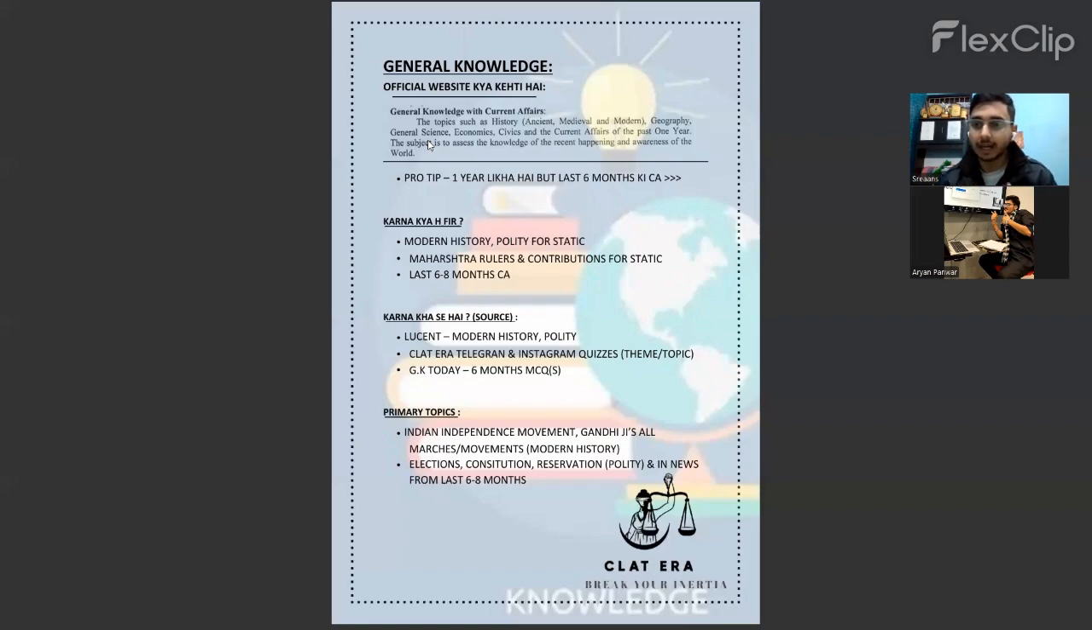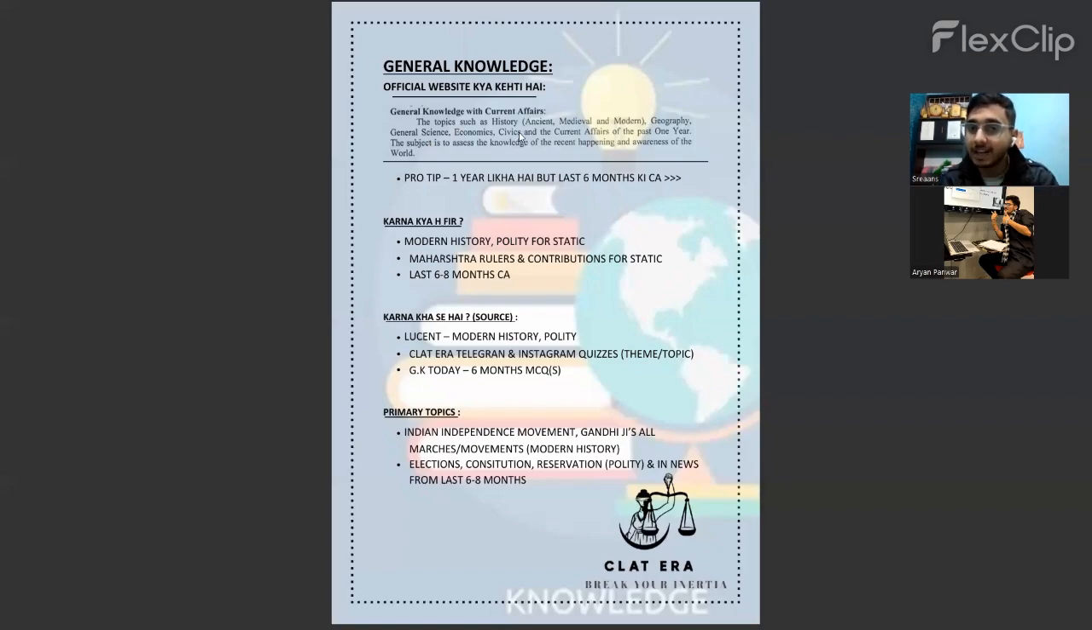If you sit and analyze the previous year questions of law entrance exams, be it MHT CET or any other examination, you will realize that the prominently dominating theme in the static GK portion is modern history and the polity part. So my advice would be to first cover polity and modern history in the static portion. And the same applies for current affairs.